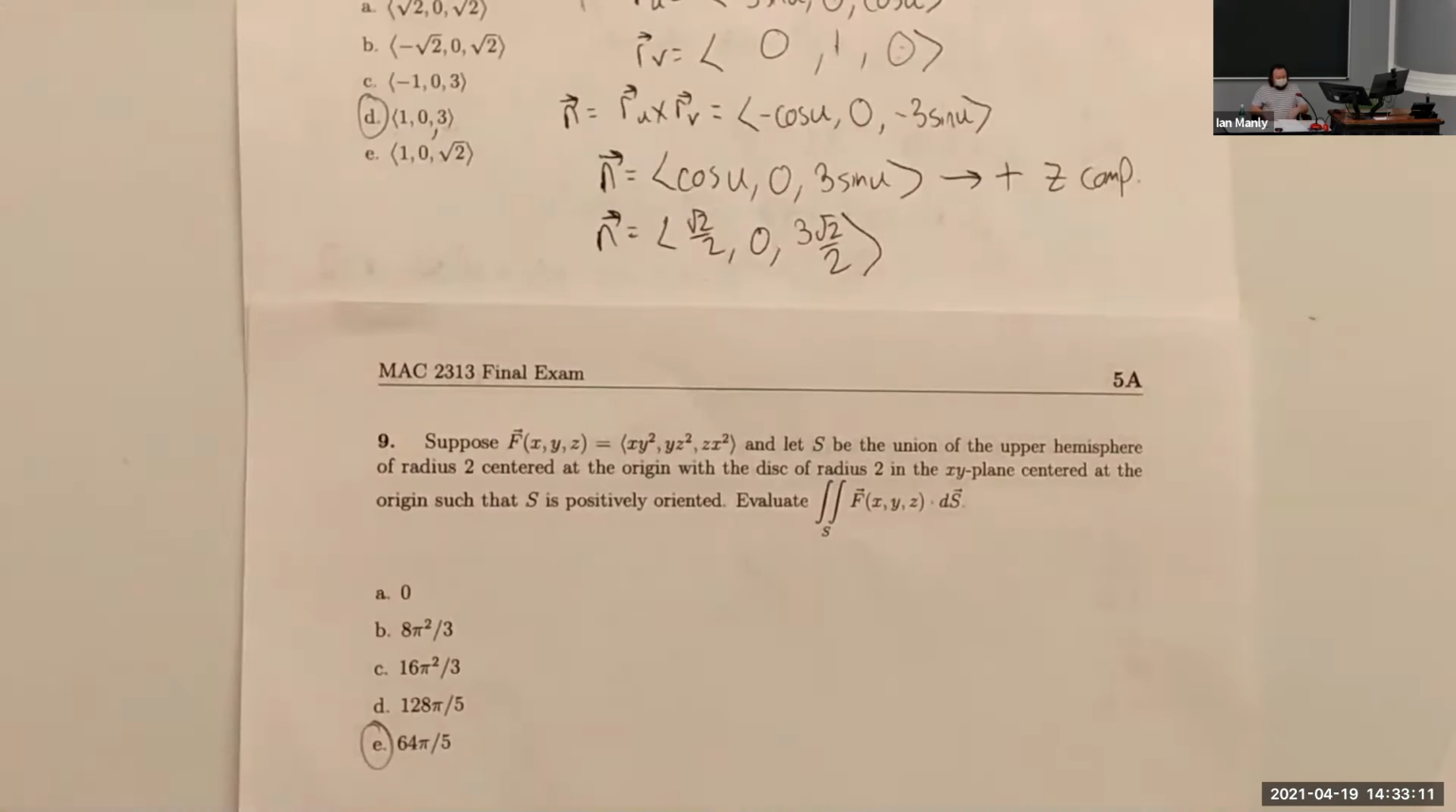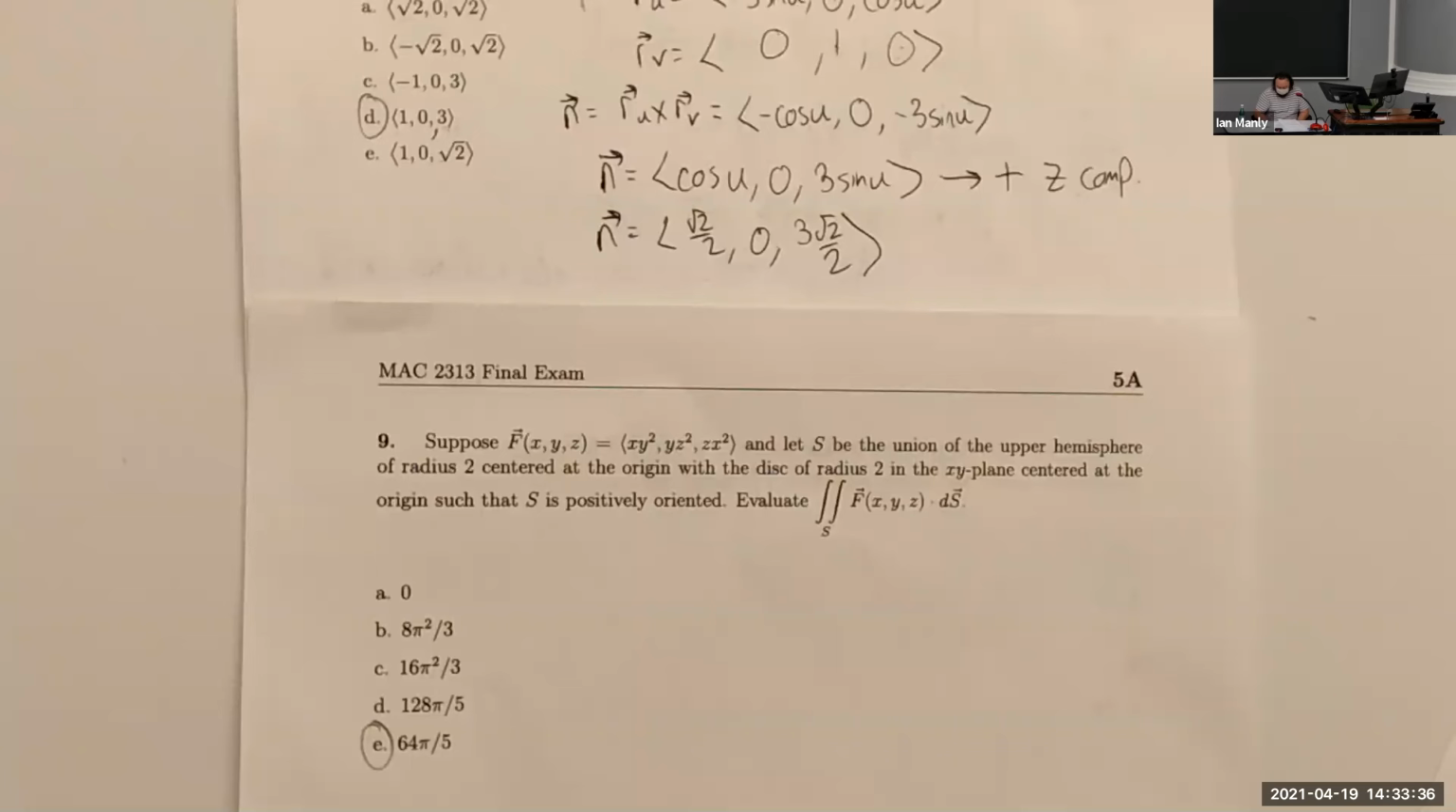All right, suppose that we have this vector field, xy squared, yz squared, zx squared. That seems pretty symmetric. And let S be the union of the upper hemisphere of radius 2, centered at the origin, with the disk of radius 2 in the xy plane centered at the origin, such that S is positively oriented. Evaluate the surface integral of f dot ds.